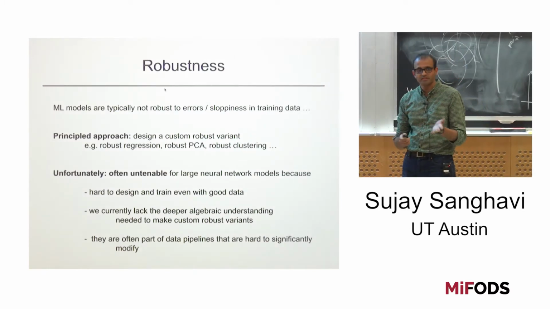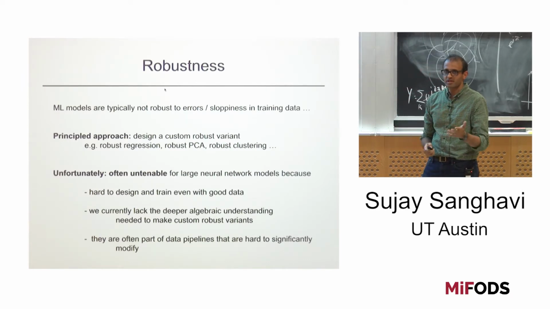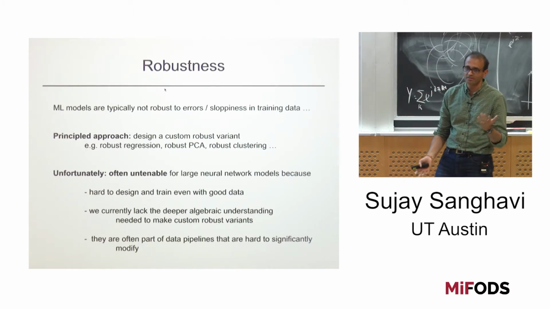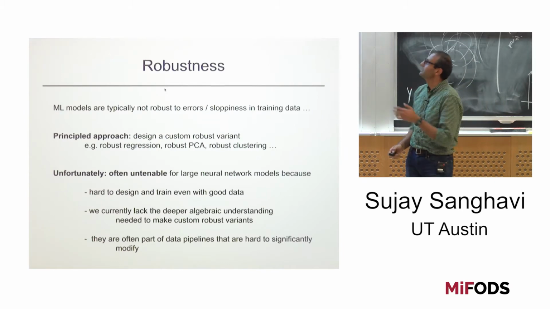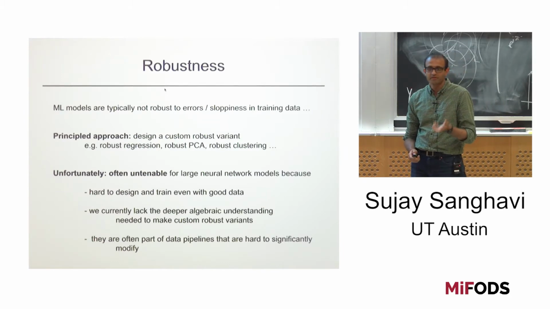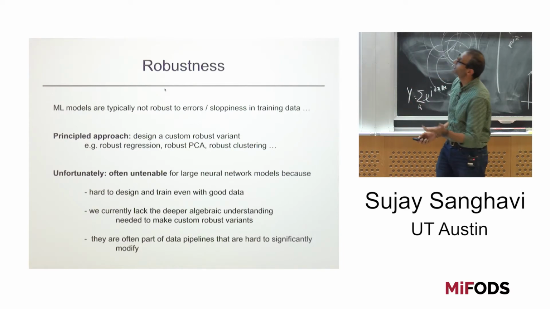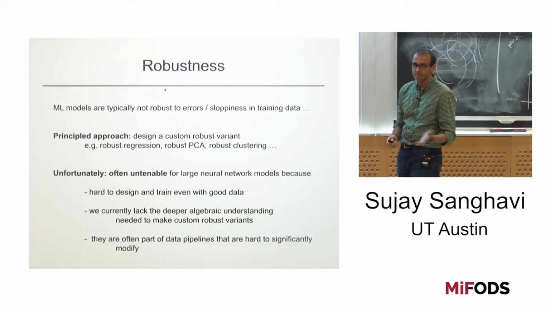ML models, whether they are neural networks or not, trained for a particular task in mind are typically, out of the box, not going to be robust for when the data doesn't follow the assumptions. So a better and more principled approach is to actually design a custom robust variant. That's the right thing to do. There's all this work on robust regression, robust PCA, robust subspace clustering, and there's a beautiful line of work using deep algebraic insights to solve these problems. That's the correct way to do it.